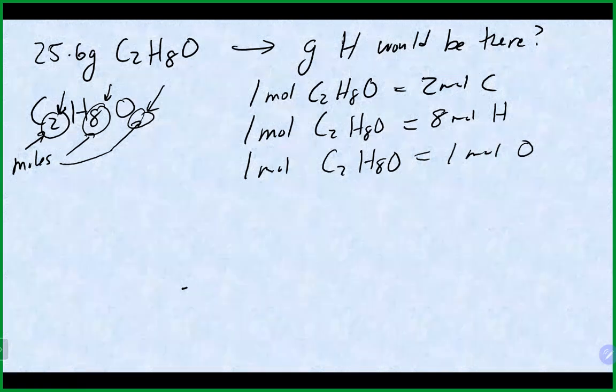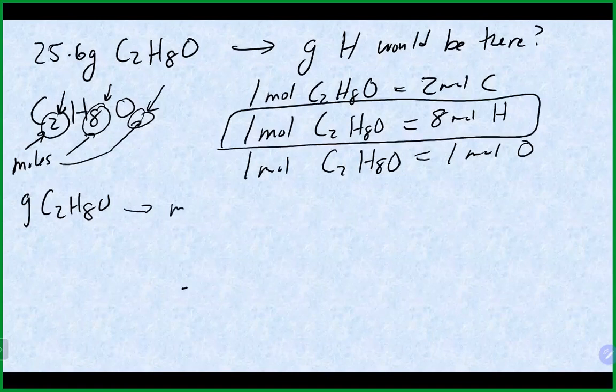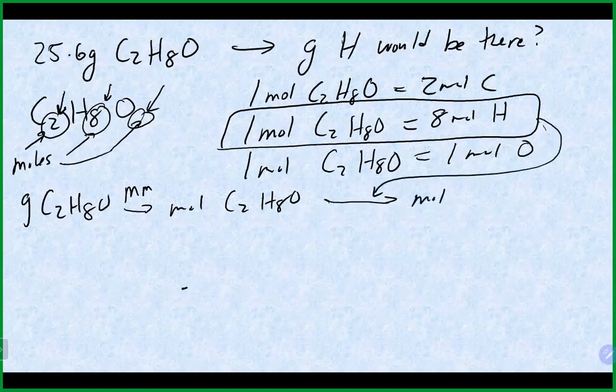So we do want to think about where we're starting. We have grams of the entire thing. But in order to use this relationship, which is the one we would want to use, we do need moles. So we have to go to moles of the entire thing, and that's going to require the molar mass. Once we have moles of the entire thing, we could use our formula relationship to go to moles of hydrogen. And once we have moles of hydrogen, we could go to grams of hydrogen using the molar mass. So that's our pathway to get to what we're looking for.